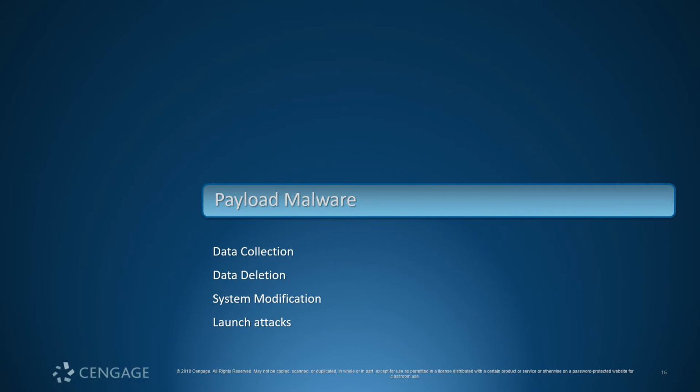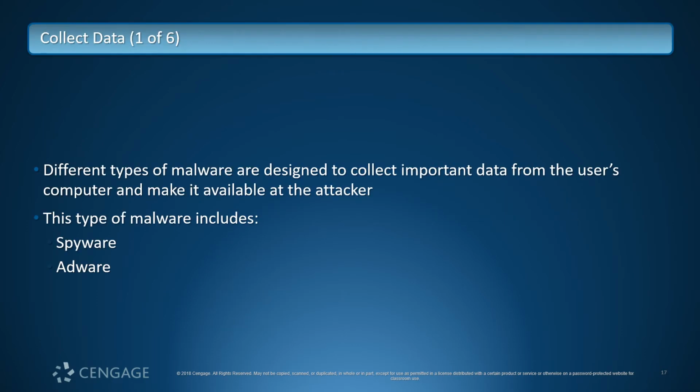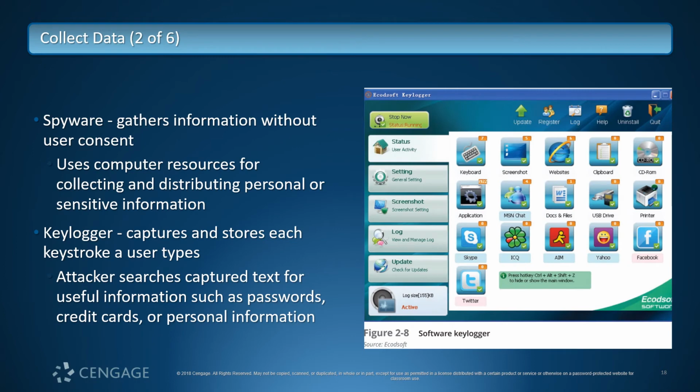Payload malware: data collection, data deletion, system mods, and launching of attacks. So different types of malware are designed to collect data from users' computers and then make it available at the attacker's request. This would include, of course, things like spyware and adware. Spyware is going to gather information without consent, using computer resources for collecting and distributing personal or sensitive information. You can see here the one on the right is a keylogger.